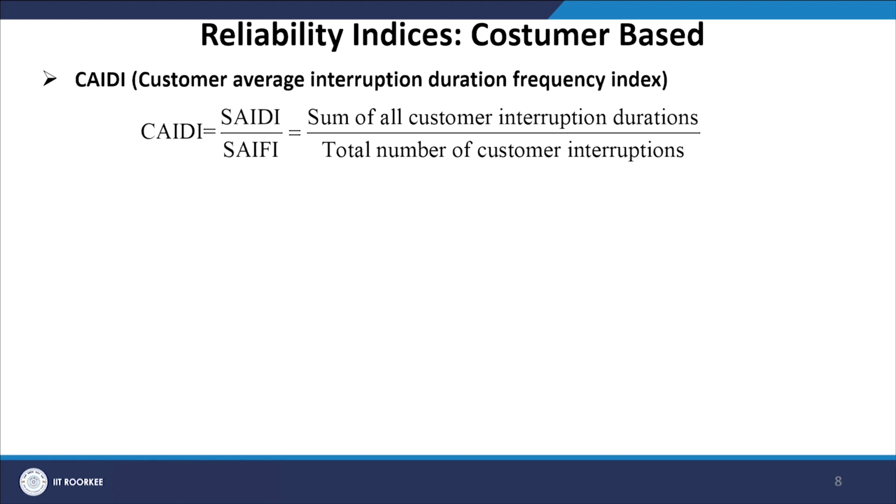We can also define one more variable, CAIDI, Customer Average Interruption Duration Index. CAIDI is the ratio between SAIDI and SAIFI, that is, the sum of all customer interruption durations divided by the total number of customer interruptions.